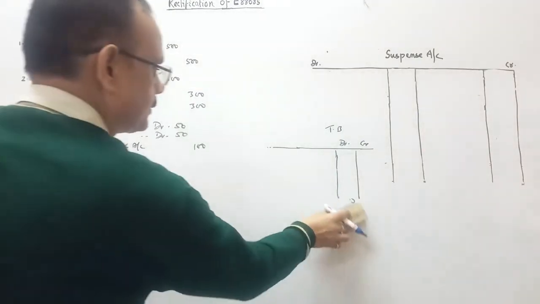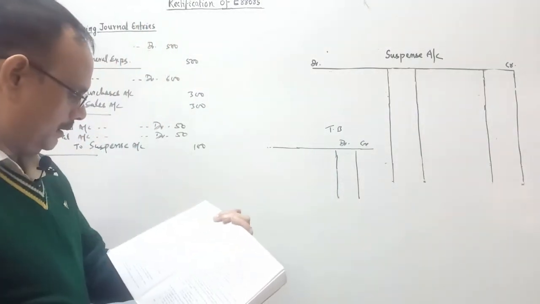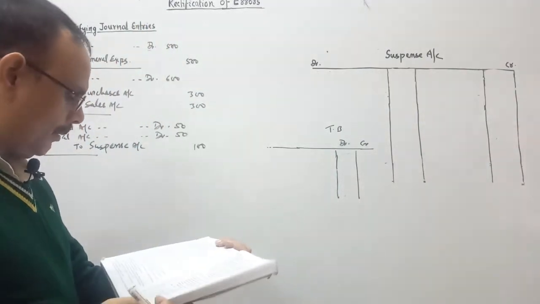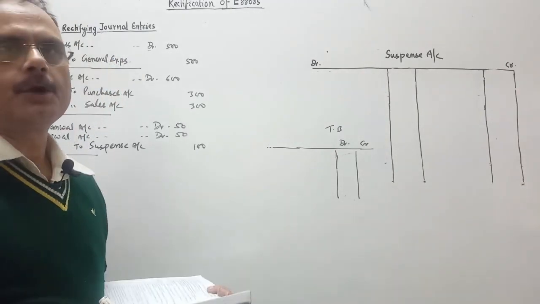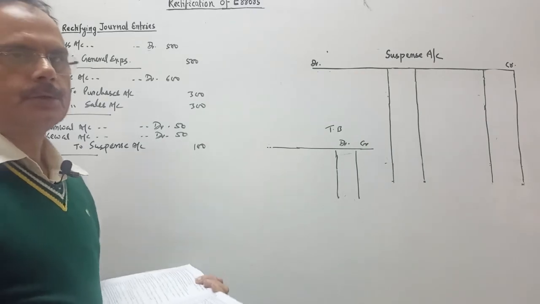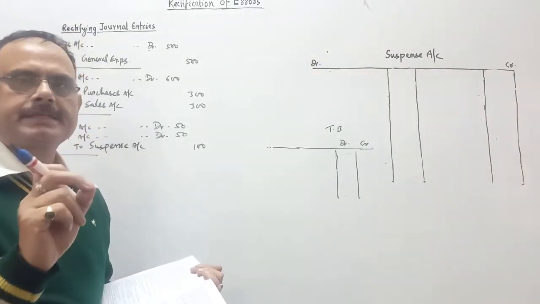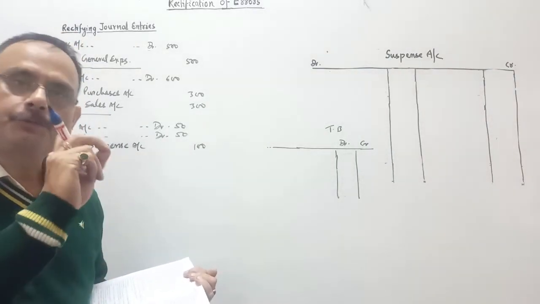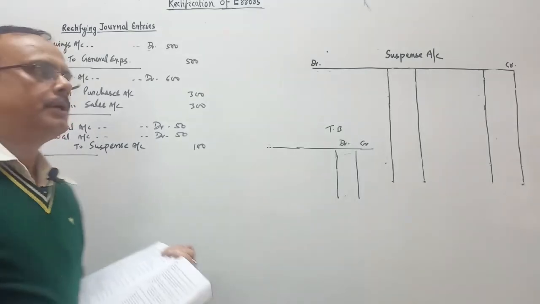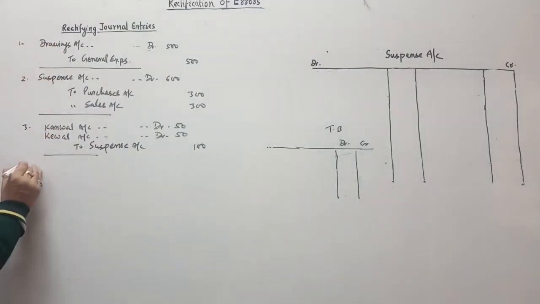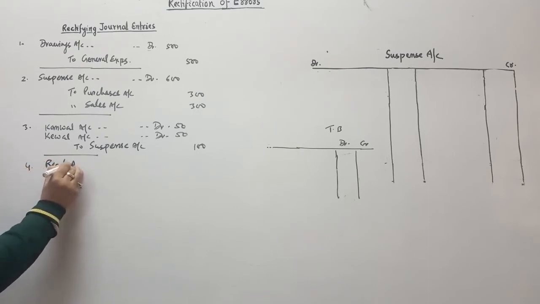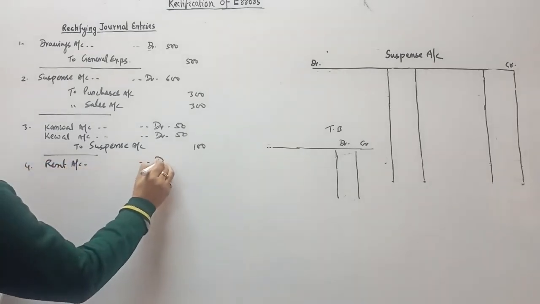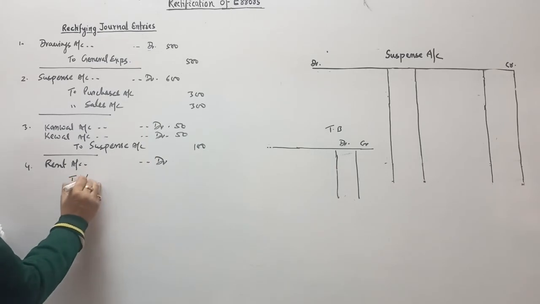Now see the next. A sum of rupees 450 paid as rent has been debited to the landlord's personal account. So instead of rent account debit to cash account, the accountant has done landlord personal account debit to cash account. So do it directly: rent will be debited and you cancel the landlord personal account.